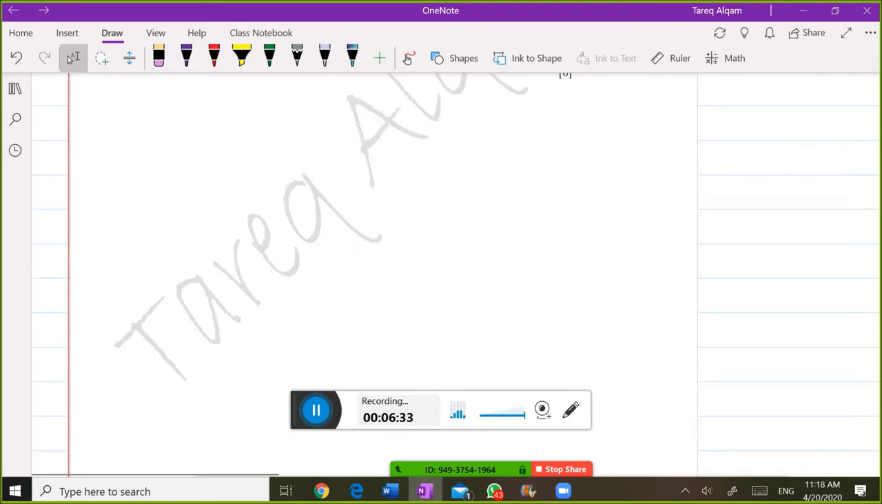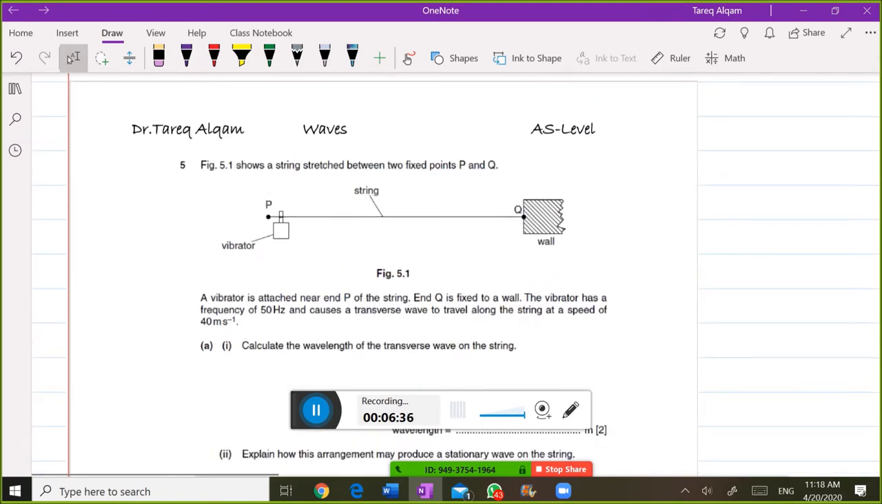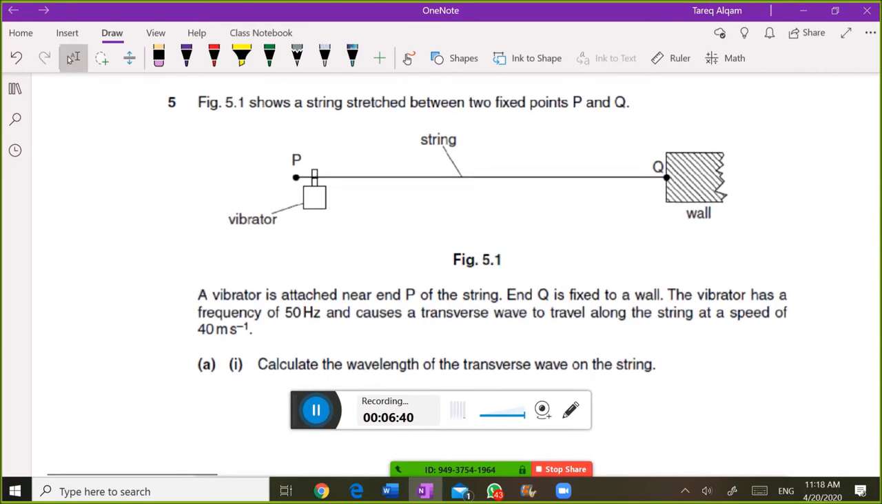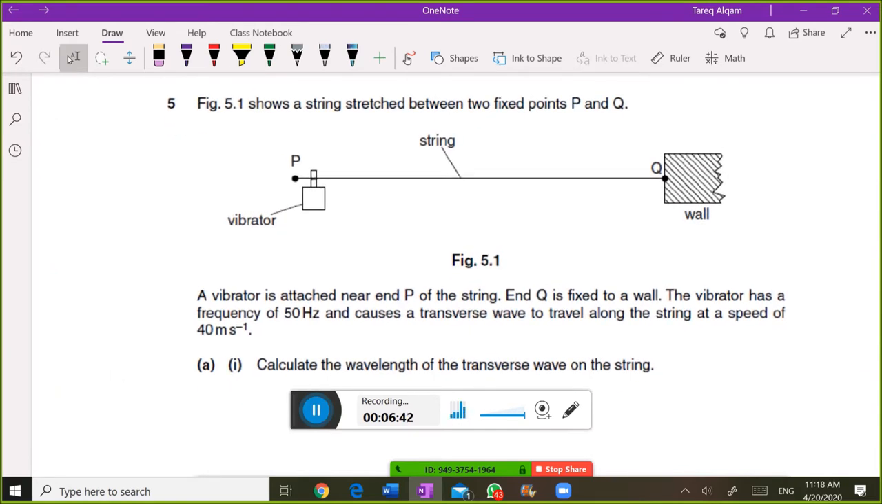The past paper questions, then we go back to these question types. Here, guys, figure 5.1: a string stretched between two fixed points, P and Q, as you see here. A vibrator is attached near end P of the string, and Q is fixed to the wall.